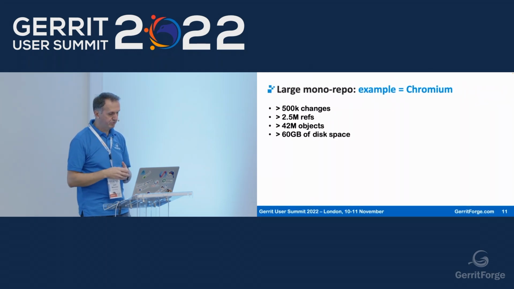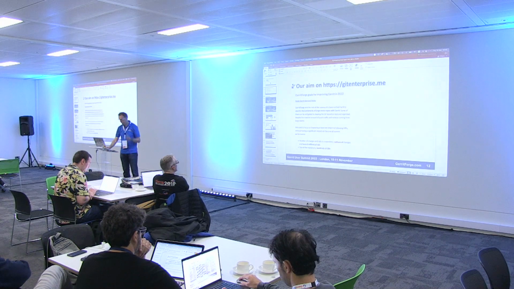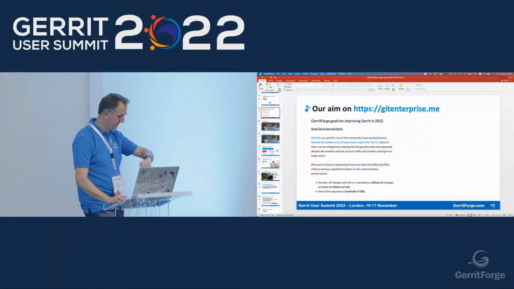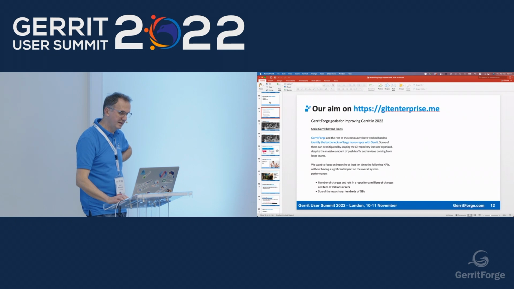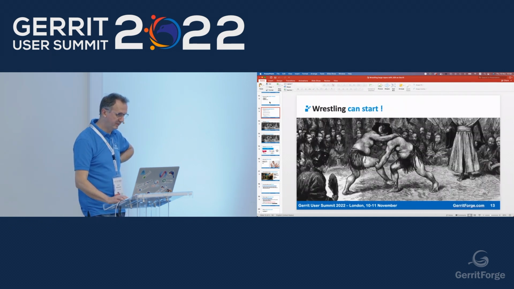An example is Chromium. If you go to Chromium Review, they've got 500,000 changes, 2.5 million refs, 42 million objects, and 60 gigabytes. Okay, so if you want to see what we focused on this year, just go to gitenterprise.me. That's our blog, and we basically declare what we want to do this year. And let's start. So we started in January.